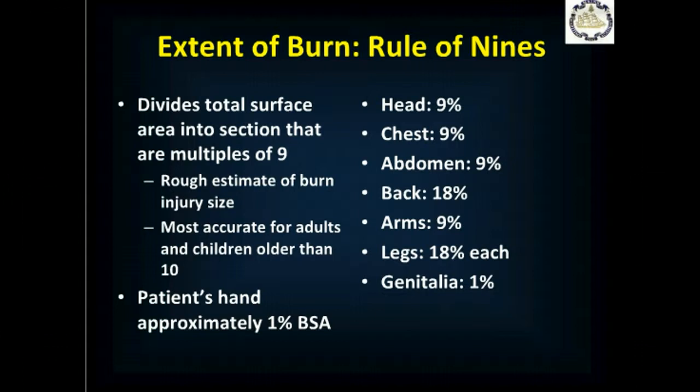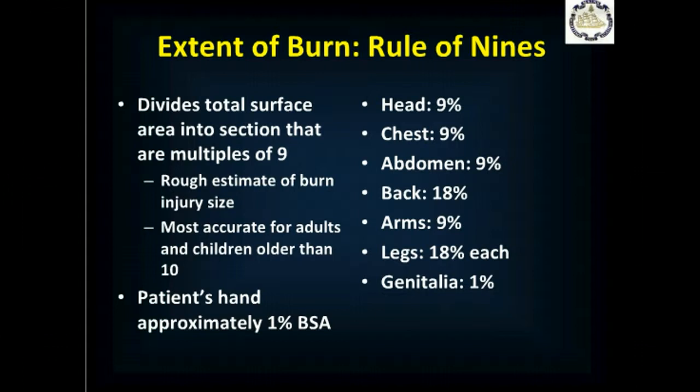So the head is 9% of the body surface area. The chest is 9%. The abdomen is 9%. The entire back is 18%, or 2 times 9%. Each arm is 9%. The legs are 18% each, or 9% in the front, 9% in the back. And then genitalia are 1%. That brings you to 100%.